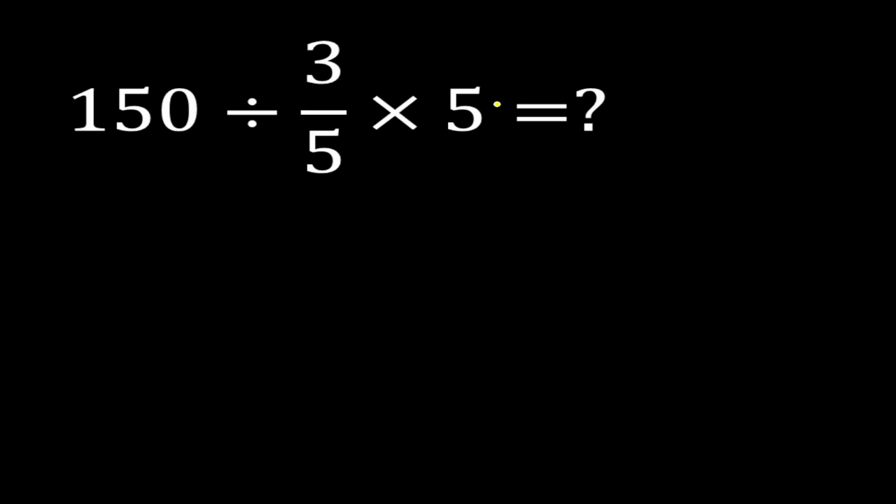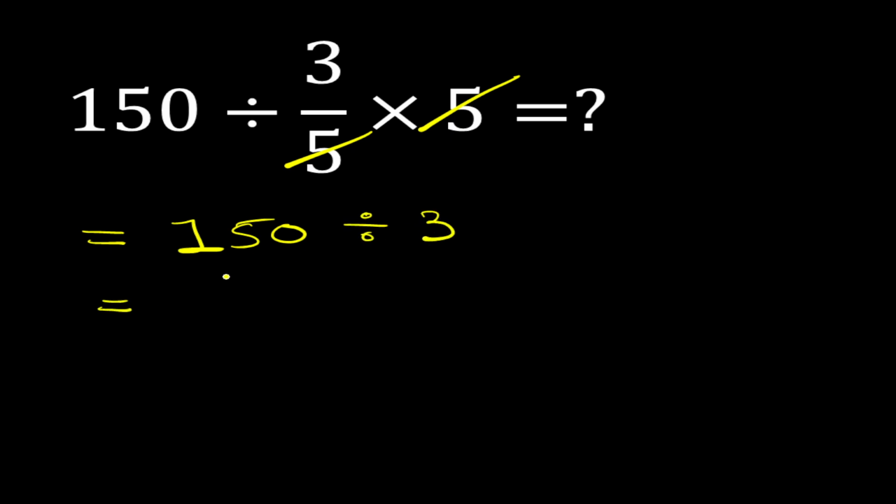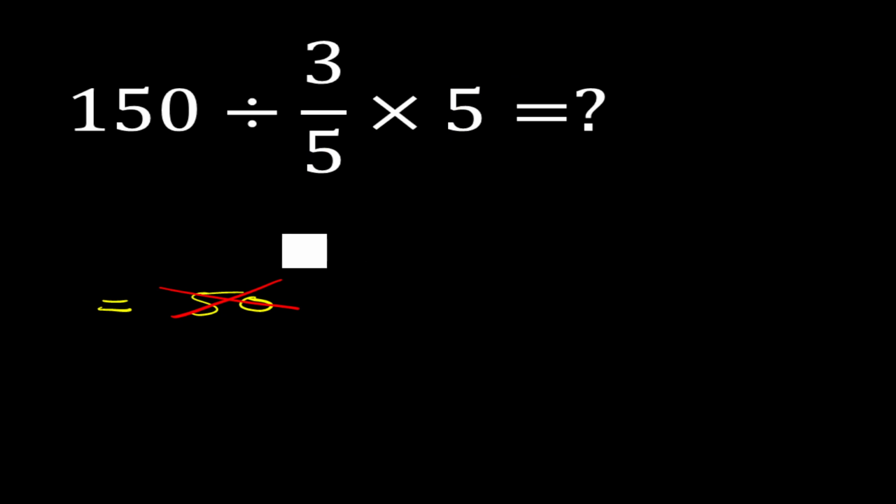So most people solve this question like this: cancel this 5 by 5, and it is equal to 150 divided by 3, right? So now 150 divided by 3 is equal to 50. But this answer is not correct. This answer is completely wrong. So now let's solve this problem correctly by using the PEMDAS rule, right?